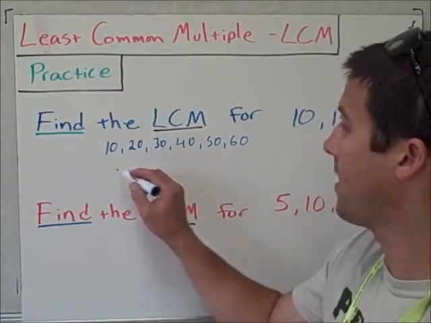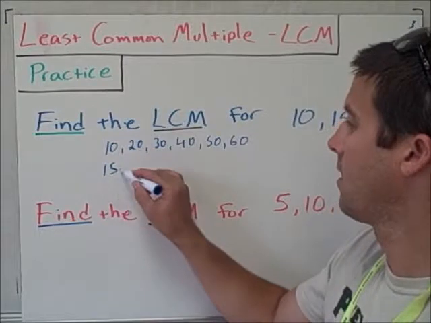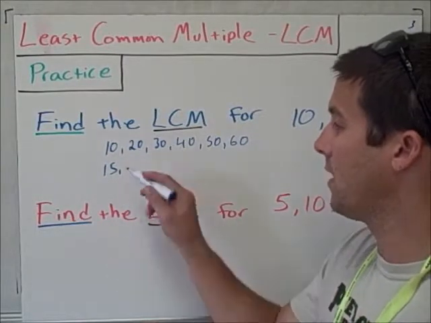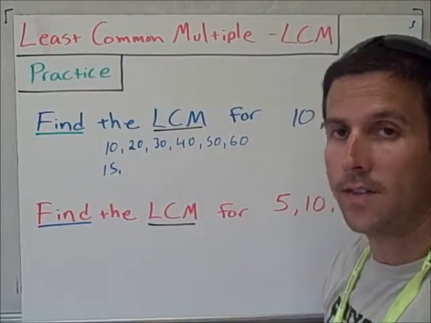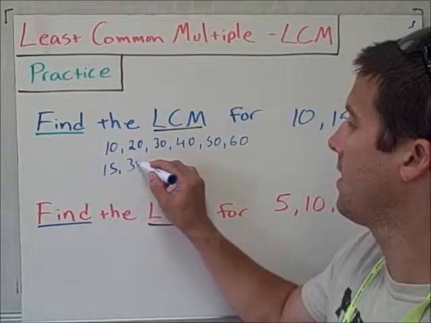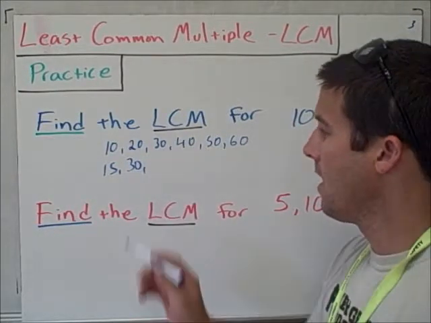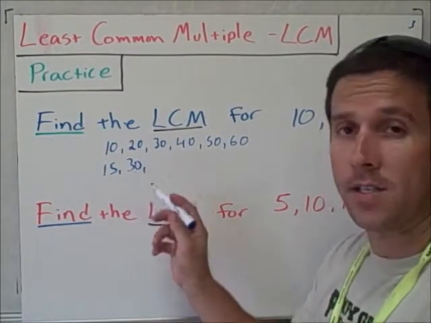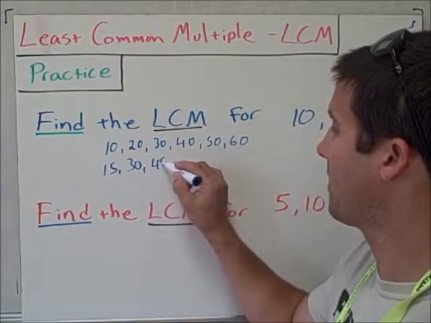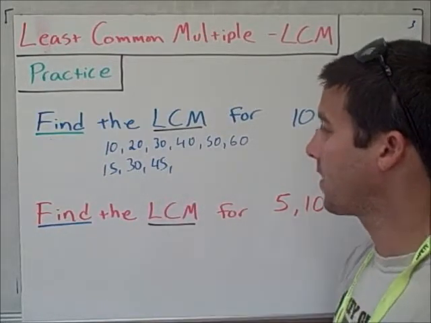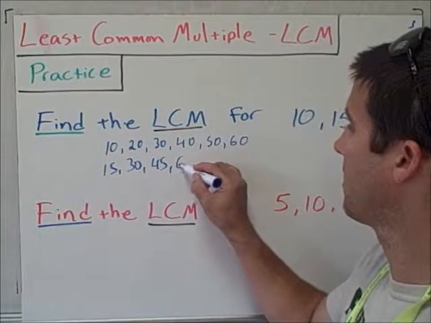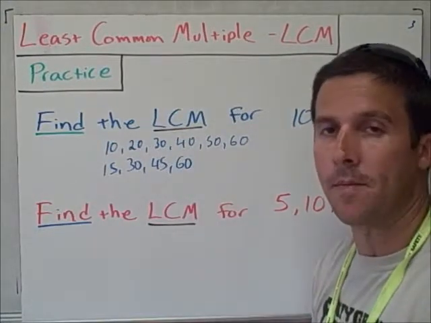I've got to think in my head, starting with 15, 15 times 1 is 15. What's 15 times 2? Well, if I take 15 plus 15, that gives me 30. And if I take 30 plus another 15 is 45. And if I took another 15, that'd be 60. All right, well, let's stop there for now.